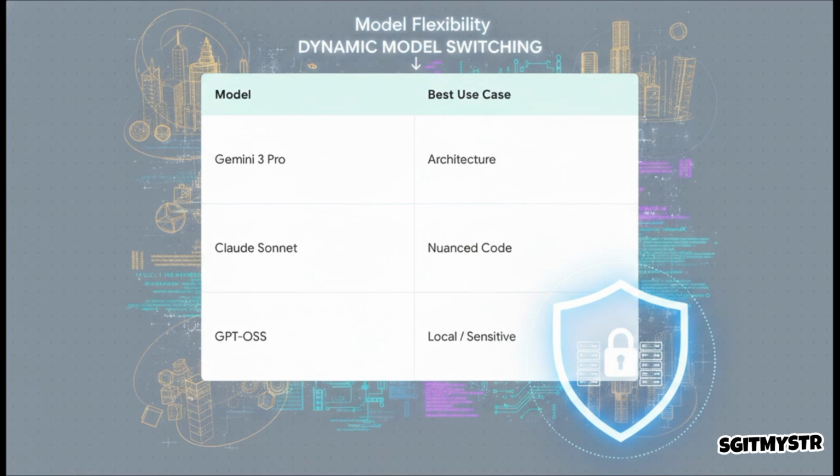A massive part of this advanced workflow is model flexibility. Antigravity doesn't lock you into one AI brain. Notice how the model switching happens per task? You can use Google's own Gemini 3 Pro for complex, architecture-heavy planning. Then switch over to Claude Sonnet for generating highly nuanced code. And for tasks involving sensitive, proprietary data, you can seamlessly switch to an open-weight model like GPT-OS running locally. You get the exact right tool for the specific job at hand.